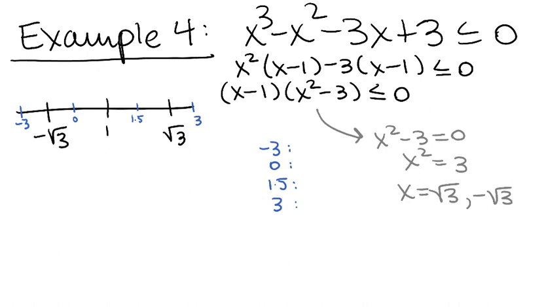When x is negative 3, minus 1 is negative, 9 minus 3 is positive. When x is 0, I've got negative 1 times negative 3. When x is 1.5, I'm going to have 1.5 minus 1 is a positive number. And if I square 1.5, that's 2.25 minus 3, which is going to be negative. 3 minus 1, 9 minus 3, yeah, ready to go.